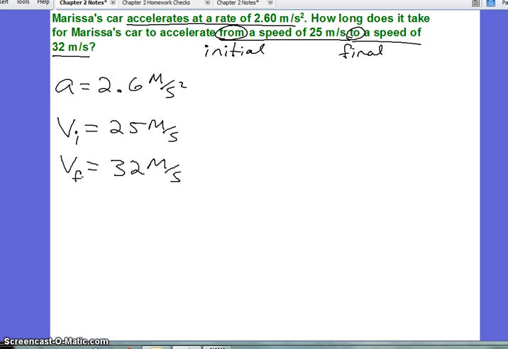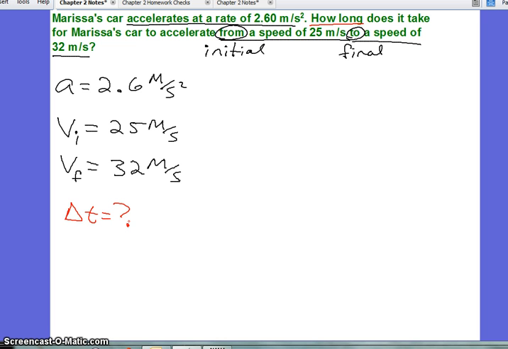Next step is to write down what we're trying to find. It asks how long. The words how long tell us that we're looking for time. How far would be distance. How fast would be a speed. In this case, it's how long, so we're looking for time.